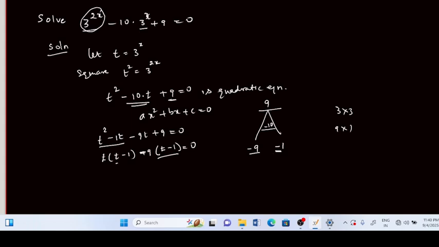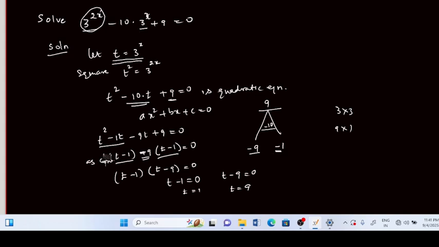So we take t minus 1, both the t minus 1 as common, left out term t is there, here minus 9 is there, so we write it minus 9 equal to 0. So we can consider t minus 1 equal to 0 as well as t minus 9 equal to 0. t is 1, t equal to 9. So these two values we substitute here to get the value of x.